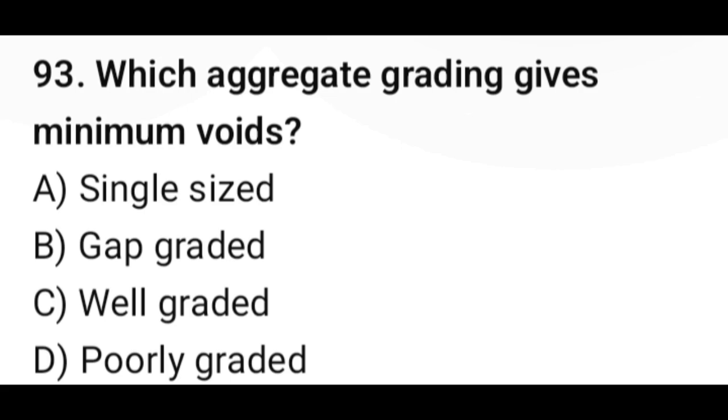Next question. Which aggregate grading gives minimum voids? Option A is single size, option B is graded, option C is well graded, option D is poorly graded. So the right answer is option number C, well graded.